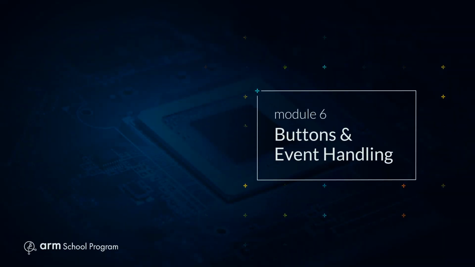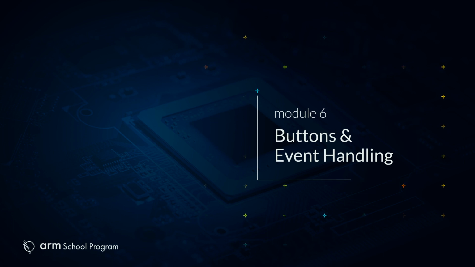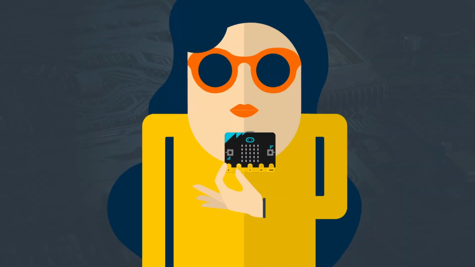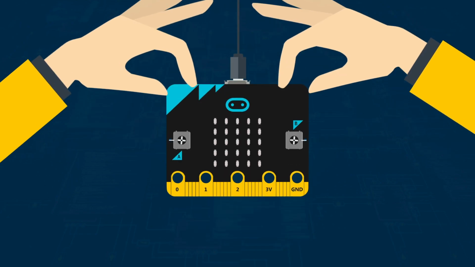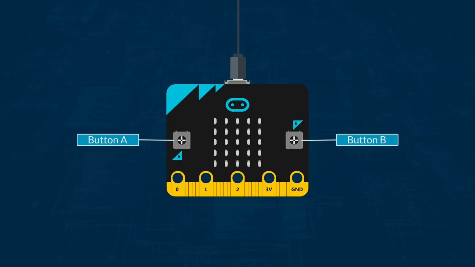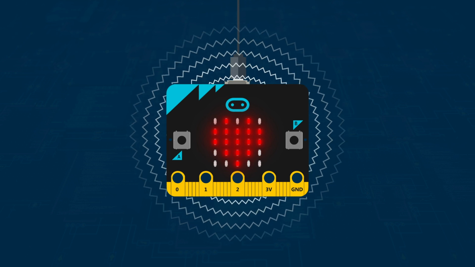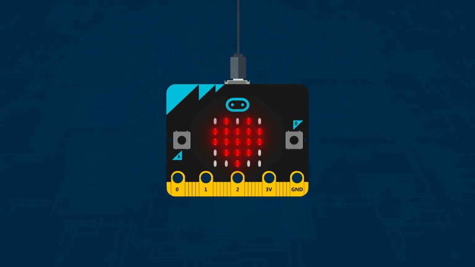Module 6. Buttons and Event Handling. Your microbit has two buttons. The left button is A and the right is B. When you click one of these buttons, the microbit receives a signal that says it has been pressed.